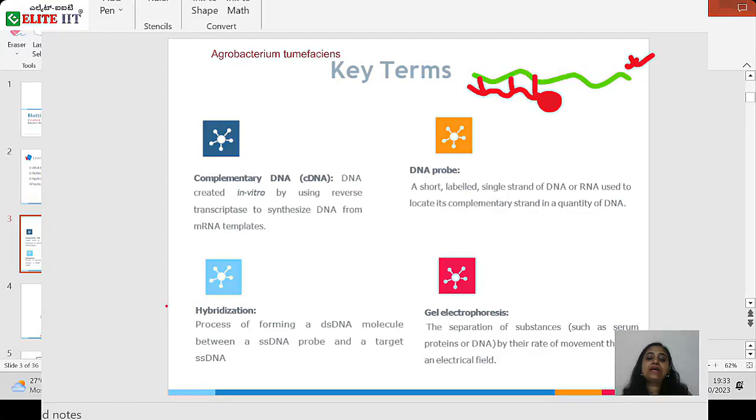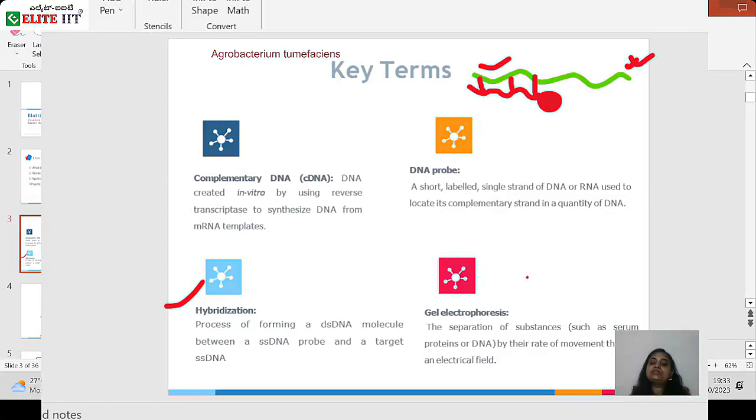Now, this process is known as hybridization. Here, the probe is attached to one strand of the DNA. So hybridization is happening, and hybrid, double-stranded DNA is produced. That is why it is known as hybridization. In the blotting process, we actually do the hybridization.